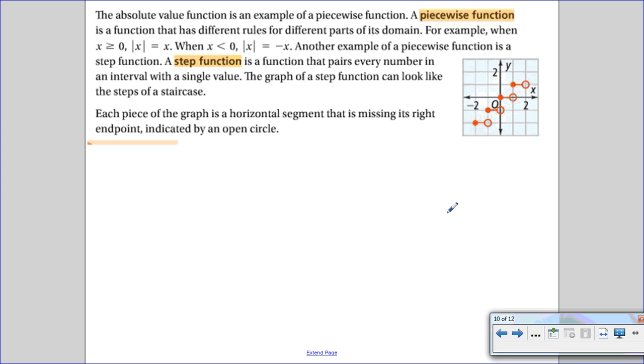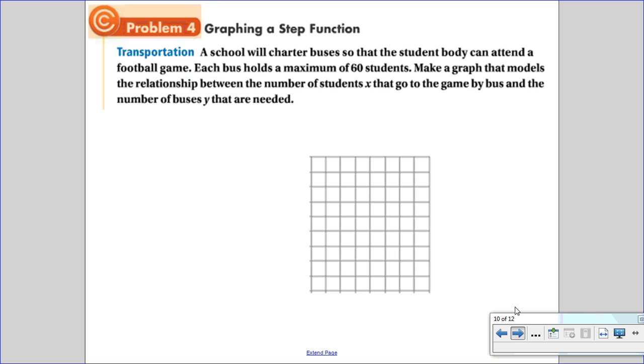The reason we bring this up is because an absolute value is essentially two lines that have different ranges for different domains. So if we draw the parent graph for an absolute value, anytime x is 0 or more, the line looks like this. Anytime x is 0 or less, the graph looks like this. And so that's why it's a piecewise function.